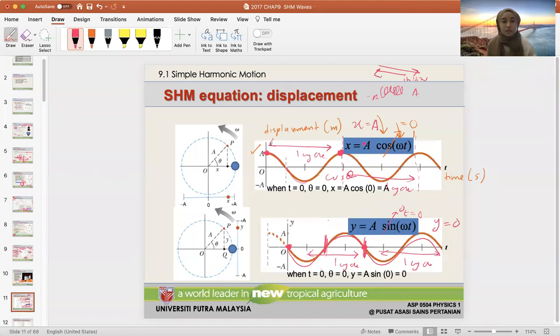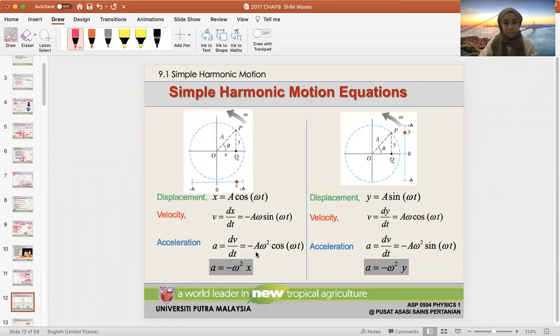Okay, so X starts from A. Y starts from 0. Yep, question? No question? No question. Okay. So tadi kita tengok equation untuk displacement sahaja.